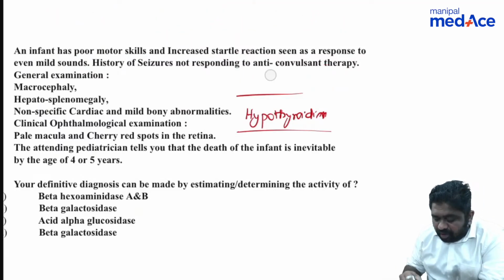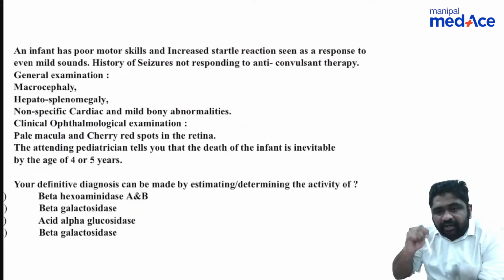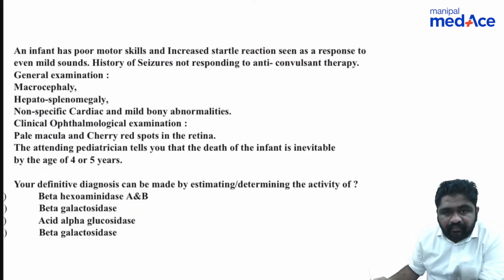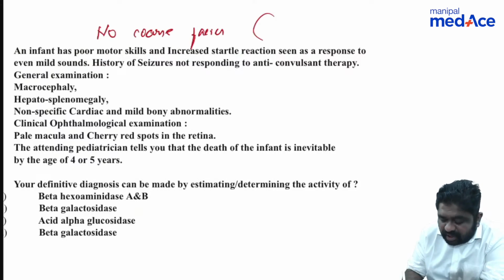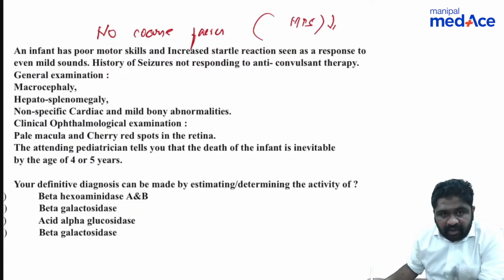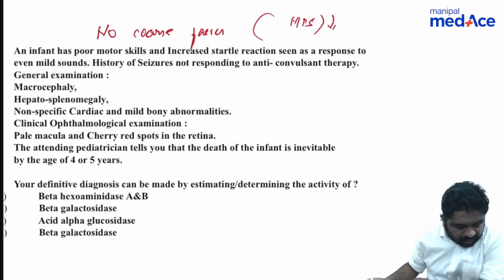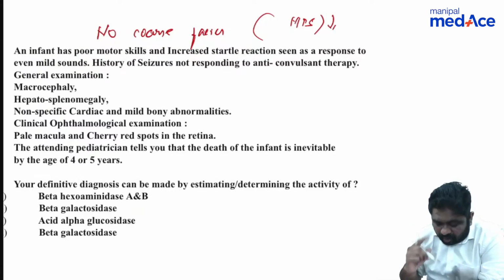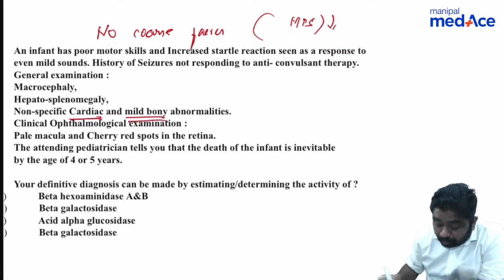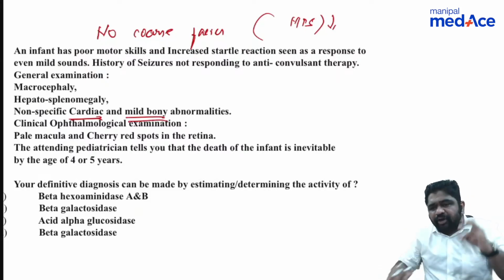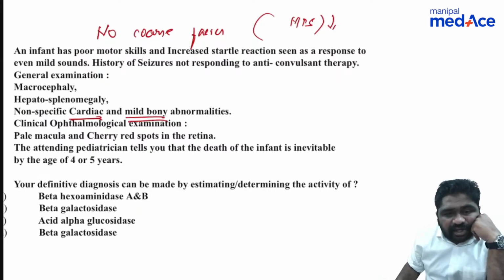Now, try to keep all of them into consideration here. Do you find coarse facies here? In this case, there is no coarse facies. So, you can keep the mucopolysaccharides option as a lesser possibility. Excellent, Prem Kumar. That is also right. Excellent, Krishna Priya. Good. Now, the possibility is lesser. Now, look at this. The cardiac anomaly is non-specific and there is mild bony anomaly. Which kind of accumulation disorder is capable of attacking the bone?